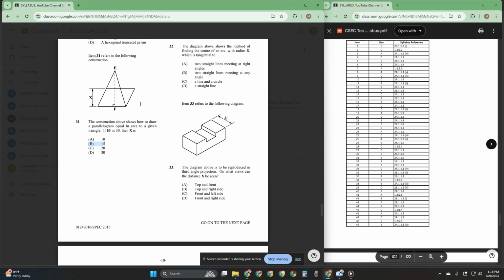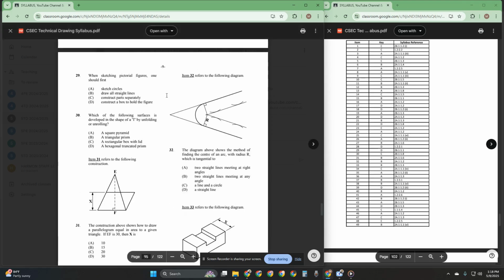Anytime a quadrilateral, like a rectangle or a parallelogram, shares the same base as a triangle, and it is half the height. If the quadrilateral is half the height of the triangle, then they have the same area. So that answer makes sense.